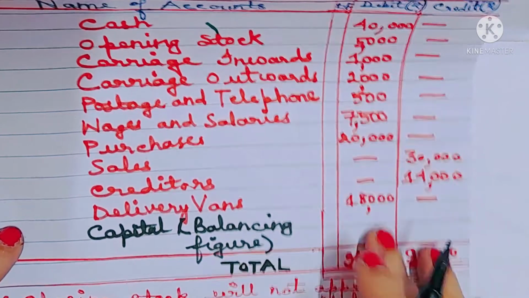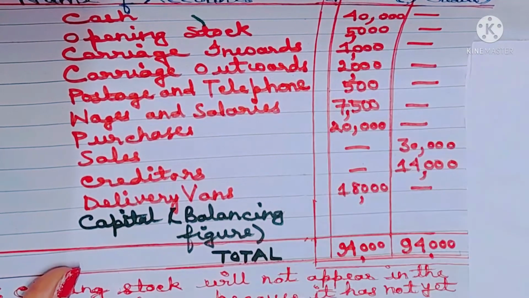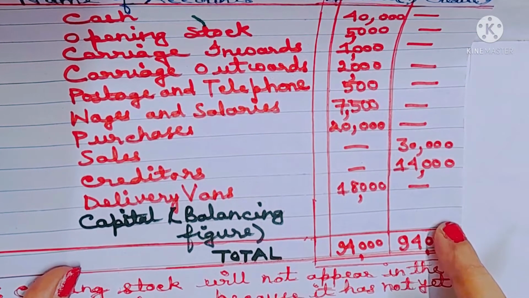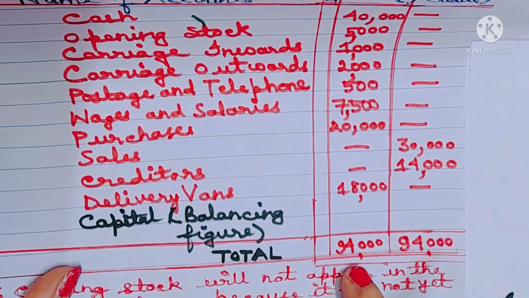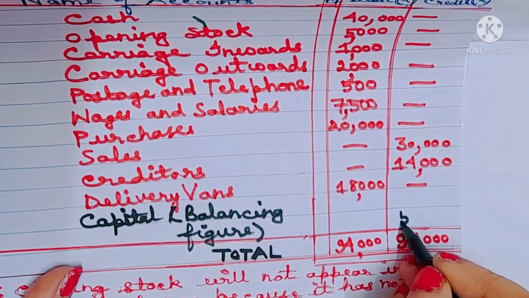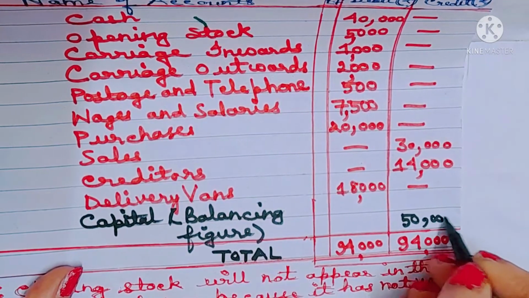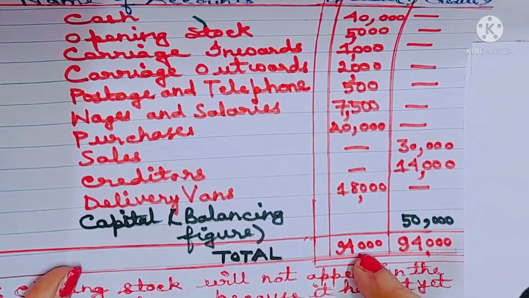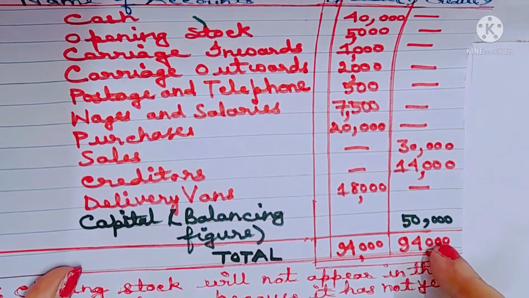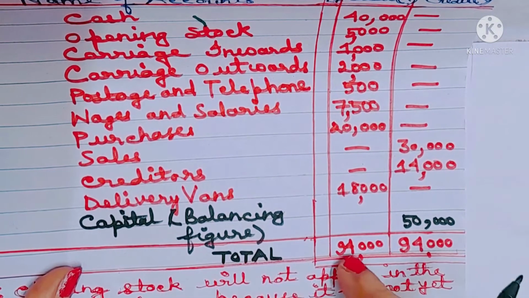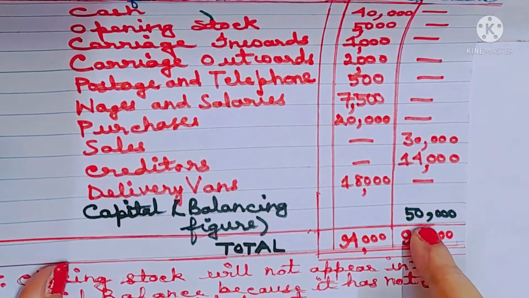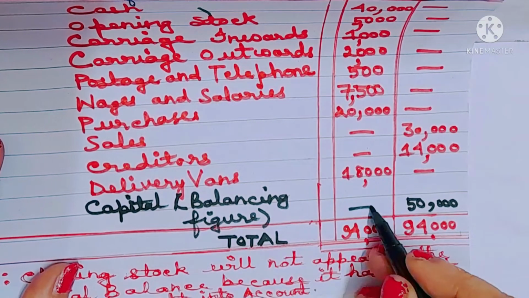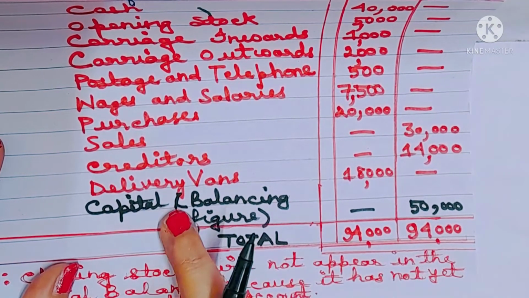So, what is the amount of capital? The total of debit column is 94,000 and the total of credit column is only 44,000. So, deduct the total of credit column from the total of debit column. You'll get 50,000. So deduct 44,000 from the total of 94,000 and you will get 50,000. Understood? So the capital is 50,000. So the balancing figure will be treated as capital.